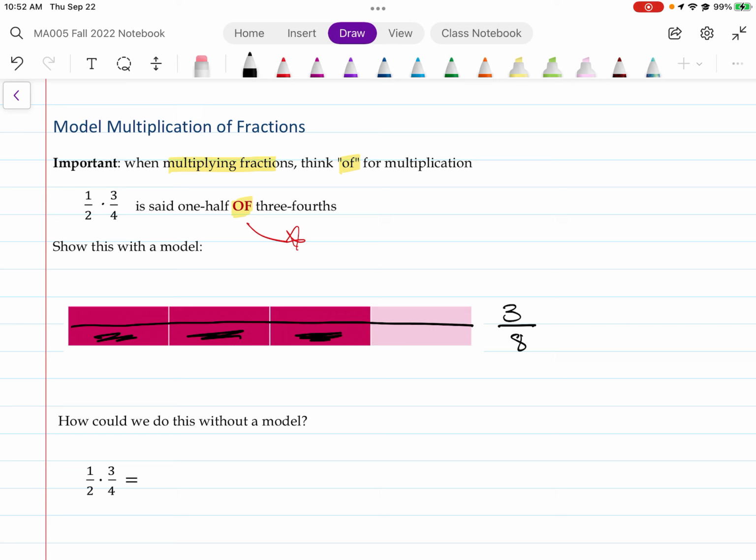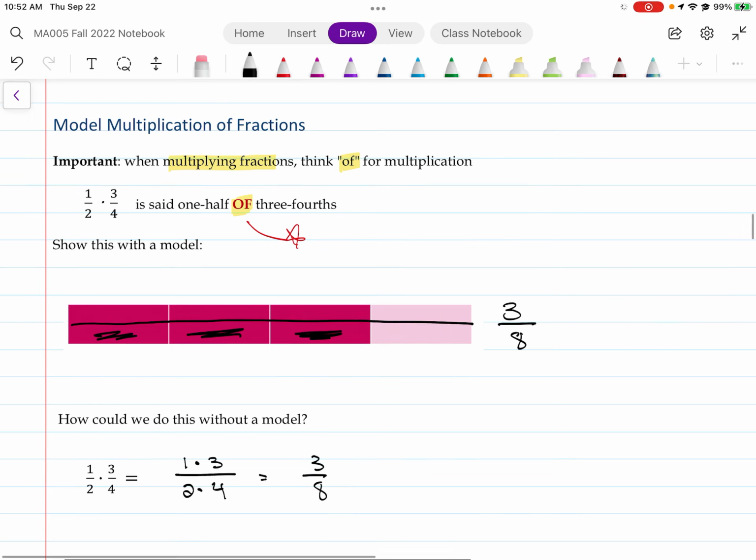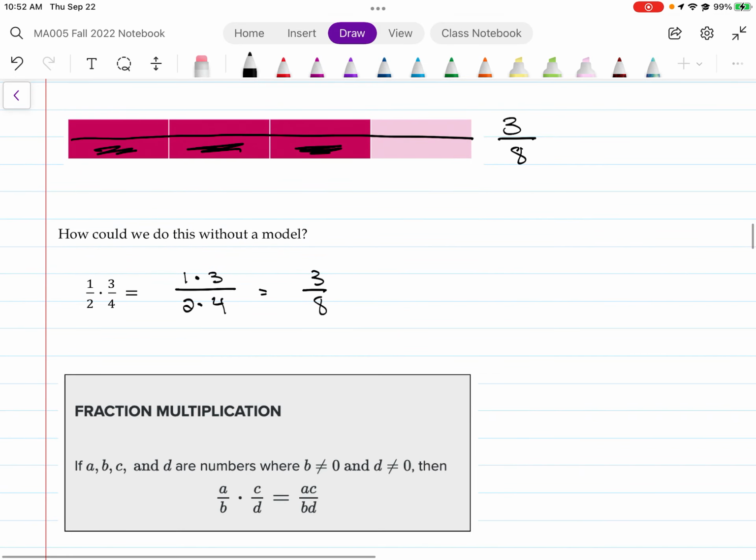So how could we do this without a model? Well, we've kind of already been doing it, but we can rewrite this as 1 times 3 over 2 times 4, or 3/8. Okay, so that's multiplication of fractions. So if a, b, c, and d are numbers, and we don't have zeros as b and d on the bottom, of course, we can't do that, no zeros on the bottom, then when we multiply two fractions, we can multiply across the top and multiply across the bottom.